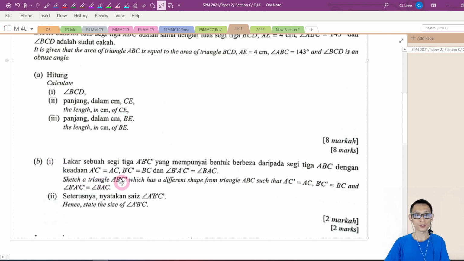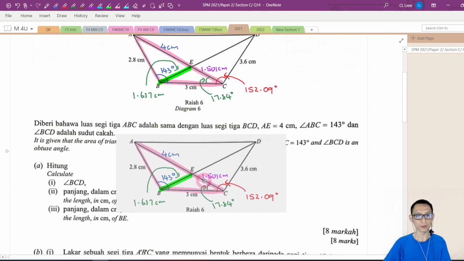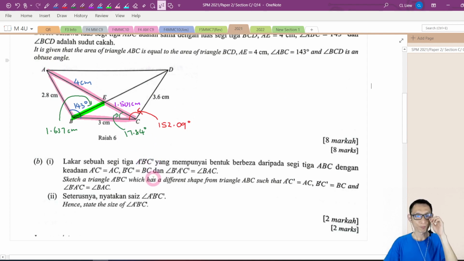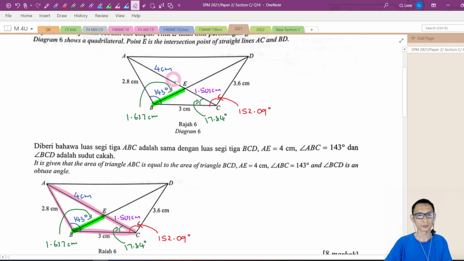Sketch a triangle. This is A prime, B prime, C prime. Okay, this is the ambiguous case, which has a different shape from triangle ABC. Okay, let me move it down here, easier for you to see the triangle. Okay, now we have another triangle. Now we just focus on ABC. We have another triangle A prime, B prime, C prime, which has a different shape from the triangle ABC such that A prime, C prime is equal to AC. Okay, let me erase this one first. This one cannot be erased. Okay, go back to this one.